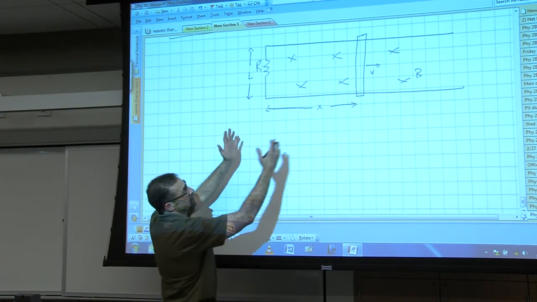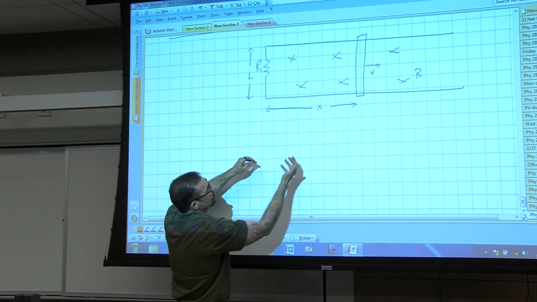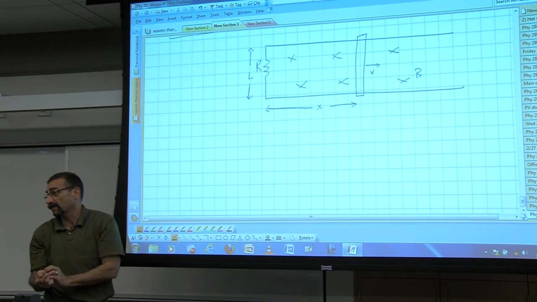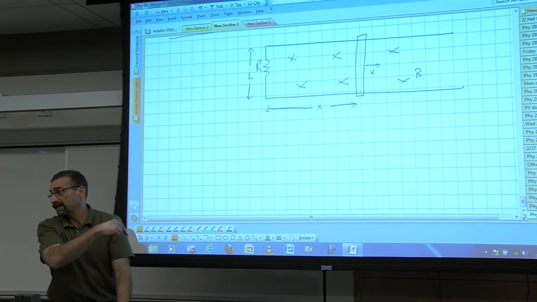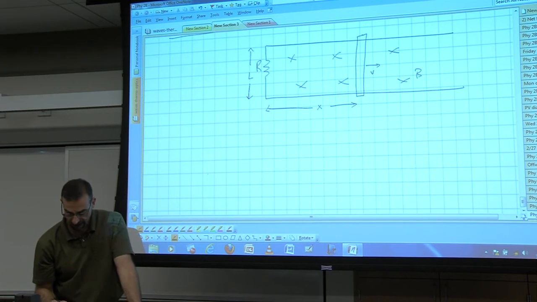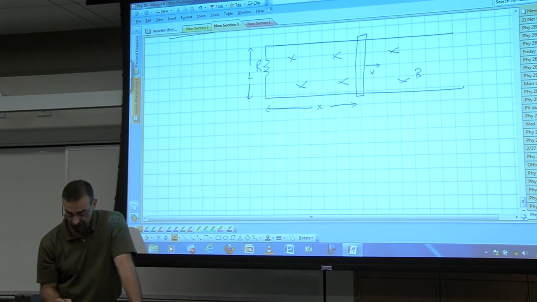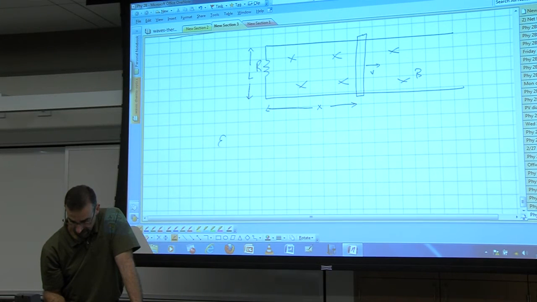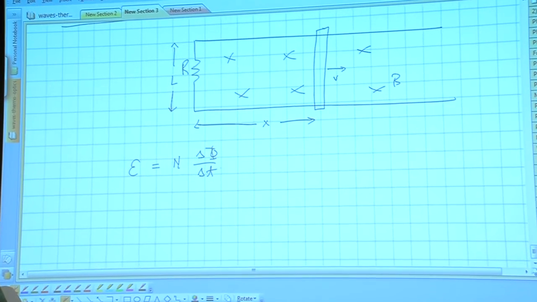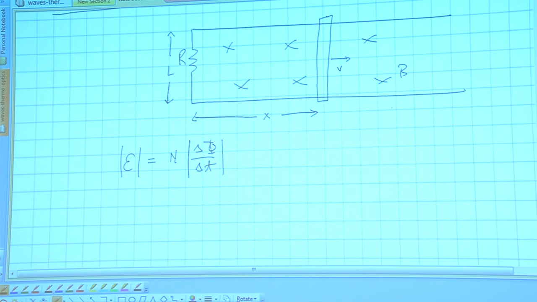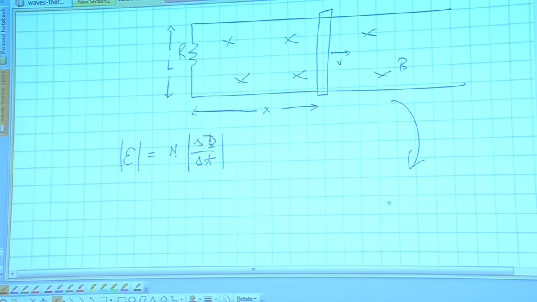Because the flux is increasing into the board, so a current gets set up to decrease it, to counteract the change, right? It has to be counterclockwise. Down through the resistor, up through the rod, right? Counterclockwise. Okay, so we know all of that, but we don't know the magnitude of I. So we're going to use Faraday's law. The induced EMF is equal to the number of turns, change in flux, over change in time. And all I care about is the magnitude, because I'm going to change this circuit into this one.